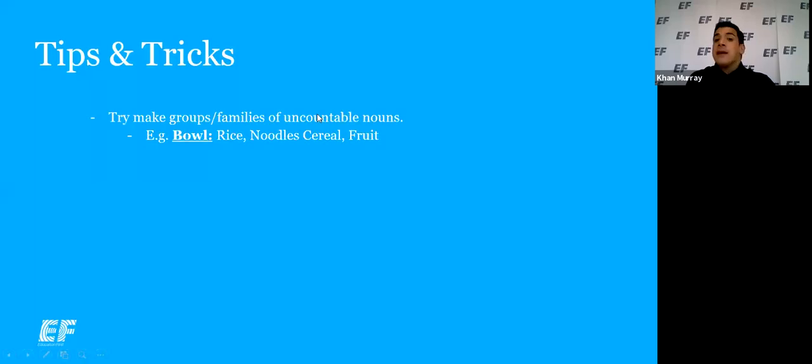All right, so try and make groups or families of uncountable nouns. We did this in our class today, when we took one word, such as piece or box, and then we tried to see what words can go with that one. Now some nouns can have more than one family. When we have the word bowl, we can have a bowl of rice, a bowl of noodles, a bowl of cereal, a bowl of fruit. So when you see one word or you have one example of a quantifier or a counter, I want you to think what uncountable nouns can you use with this quantifier. All right, so that's my first thing, build families.